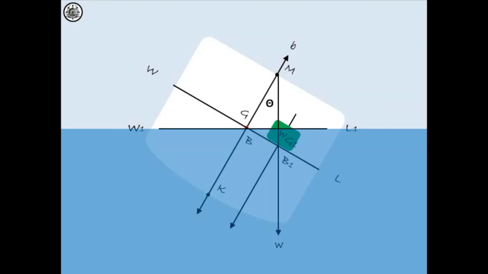In this position, G1 will also lie vertically under M, so long as the angle of list is small. If the final position of the metacenter and the center of gravity are known, the final list can be found using trigonometry, with the triangle GG1M, which is right-angled at G.